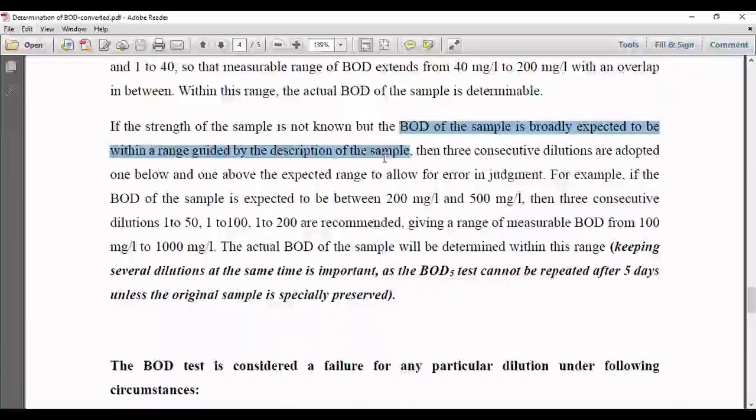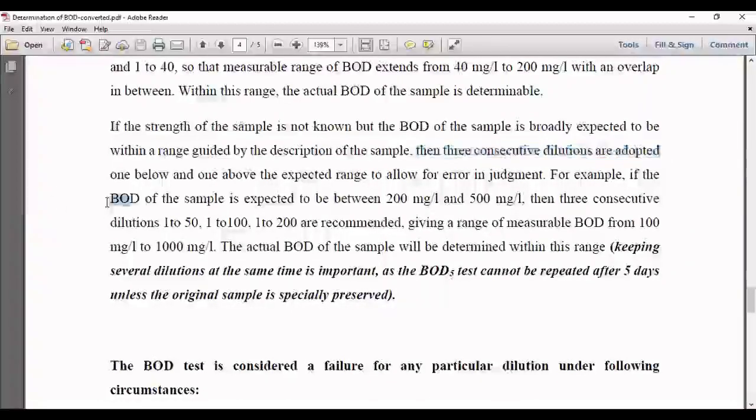So we don't know what the expected BOD is; all we know is the description of the sample, with the help of its color or suspended solids. So we are not going to restrict ourselves to two dilutions. We are going to adopt three consecutive dilutions, right?